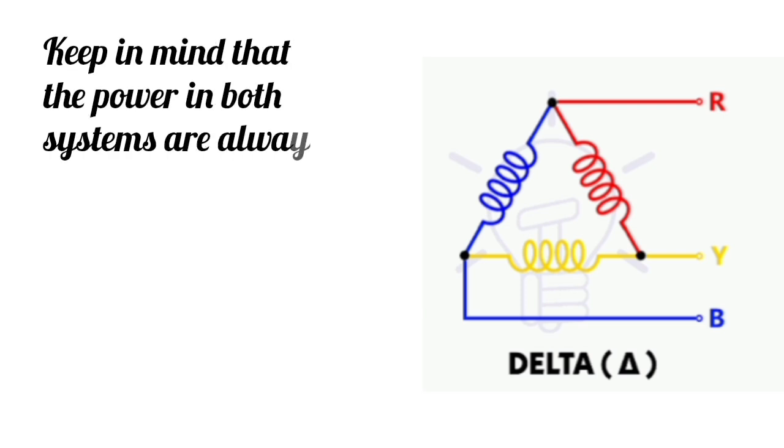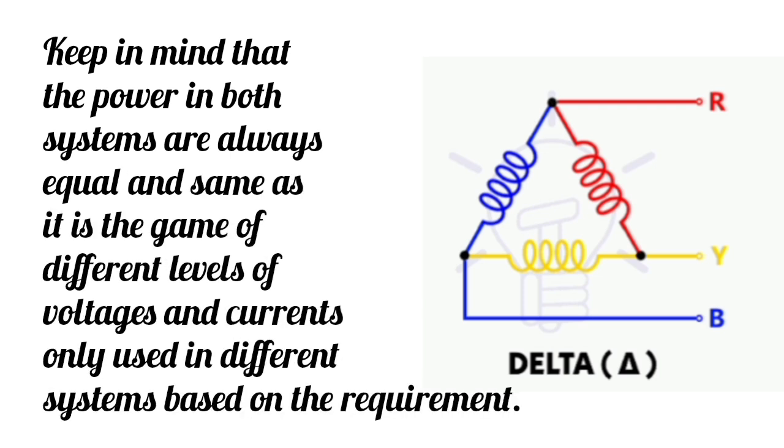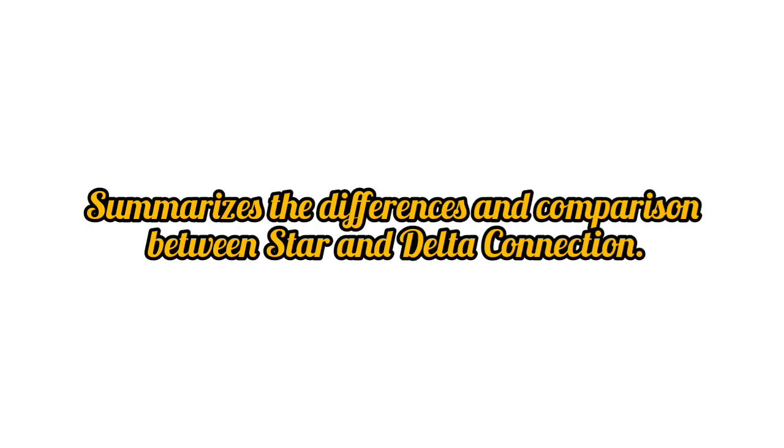Keep in mind that the power in both systems is always equal, as it is the product of different levels of voltages and currents, only used in different systems based on the requirement. Summary of the differences and comparison between star and delta connection.